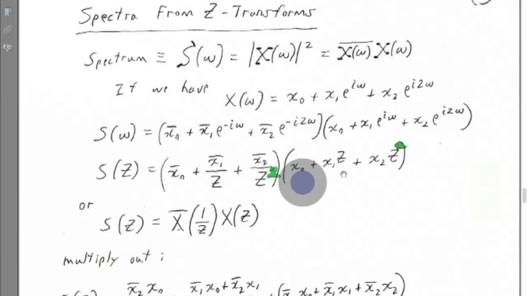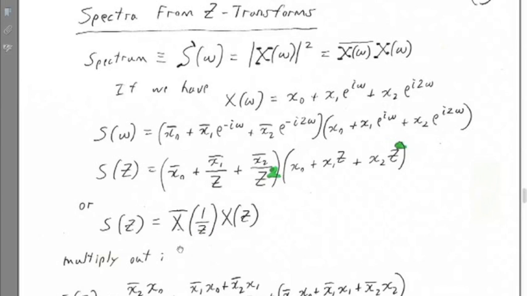Well, this is clearly the z transform of x, so that's X of z. What is this? That's the z transform of x conjugate, but instead of using z, we use 1 over z. And so now we see very clearly that the conjugate of big X of z is big X conjugate of 1 over z. So as you might expect, 1 over z is the conjugate of z.